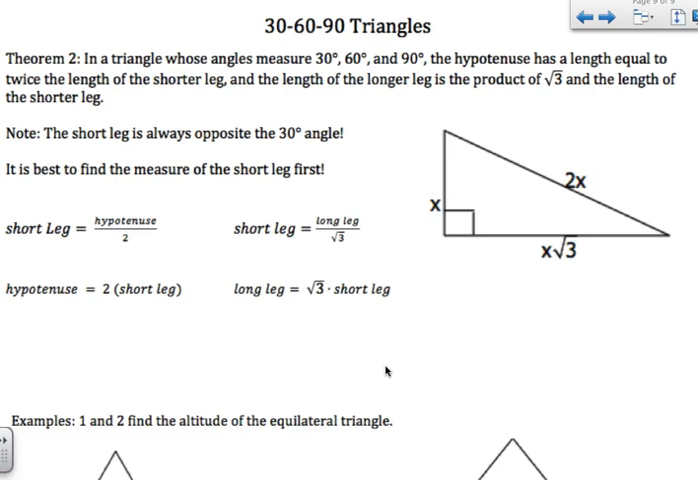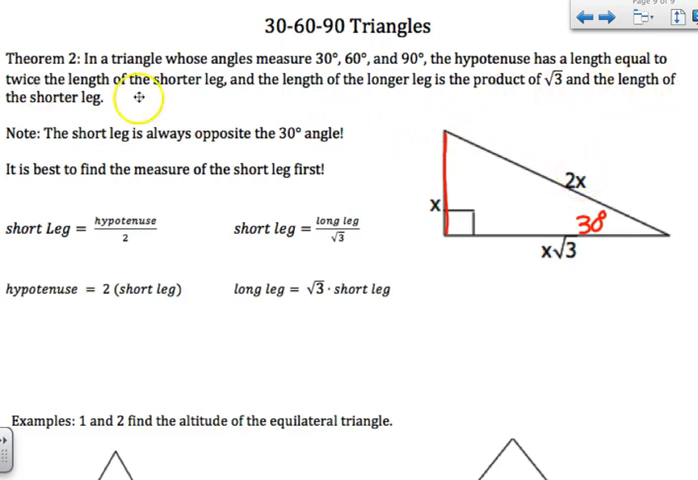So Theorem 2 is in a triangle whose measures are 30, 60, 90, the hypotenuse has a length equal to twice the leg of the shorter side. So what that means is this is going to be 30 degrees because it's opposite of my short side. And so the 30-degree angle and the 90-degree angle are going to be double each other. Okay? So if you know the short side, that's probably the easiest. You got to double it to find the hypotenuse.